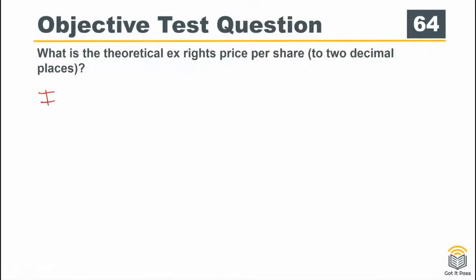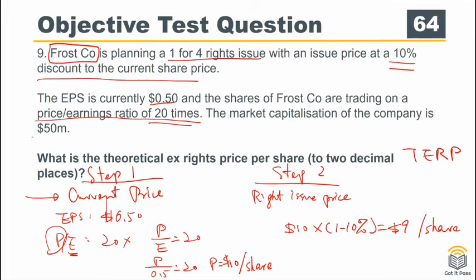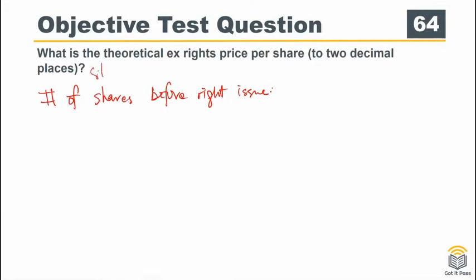Okay, the number of shares before the rights issue is, how to get it? We have the market cap, which is 15 million. Okay, 15 million. And then we have the share price, which is $10 per share. So step 3 is the number of shares. We have 15 million market capitalization divided by $10 per share. So the number of shares will be 1.5 million.